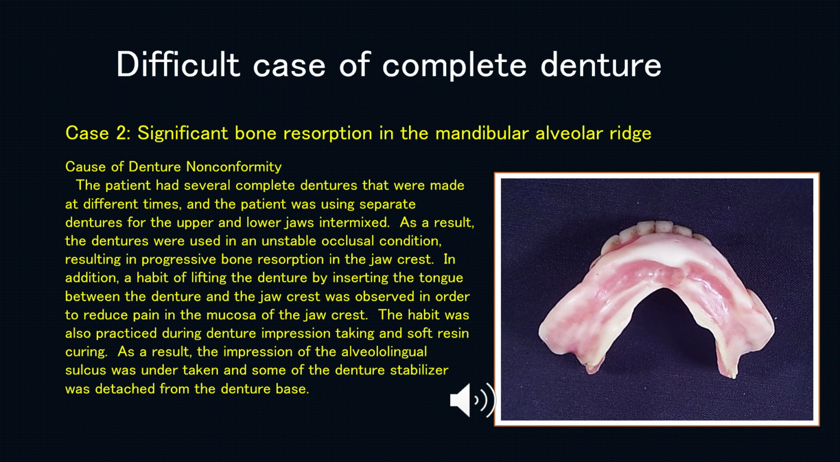In addition, a habit of lifting the denture by inserting the tongue between the denture and the jaw crest was observed in order to reduce pain in the mucosa of the jaw crest. The habit was also practiced during denture impression taking and soft resin curing. As a result, the impression of the alveolo-lingual sulcus was undertaken and some of the denture stabilizer was detached from the denture base.